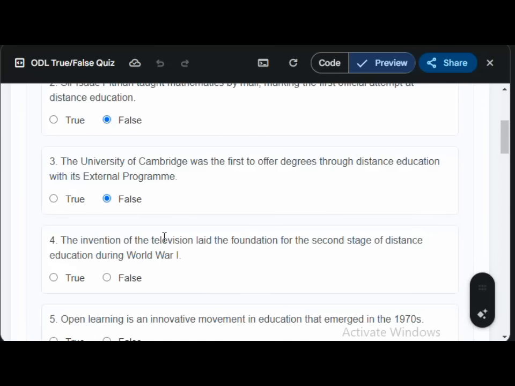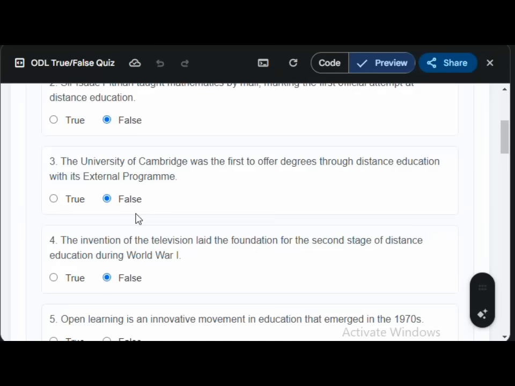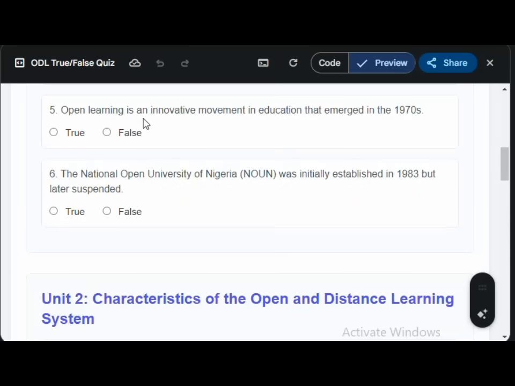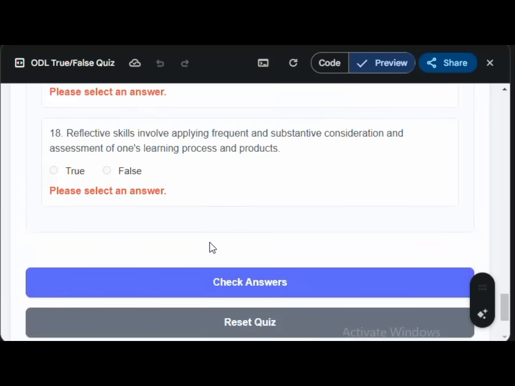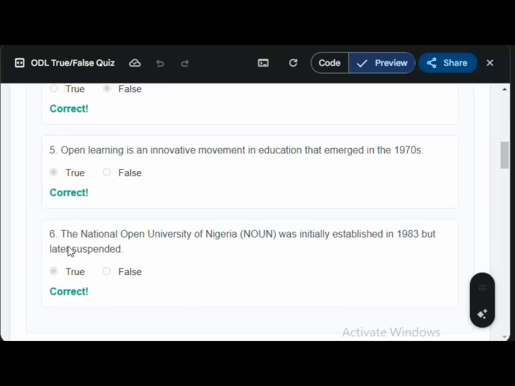The invention of television. The answer here is radio. So this is also false. Now, open learning is an innovative movement in education that emerged in 1970s. The answer here is true. Now, the National Open University of Nigeria was initially established in 1983. The answer here is true. Now let's see if our answer is right or wrong. Correct, correct, correct, correct, and correct.